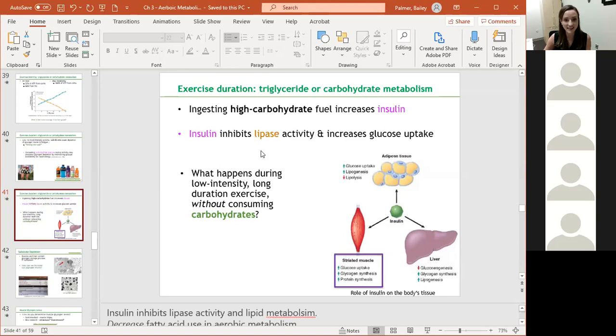We see here insulin inhibits lipase. Lipase breaks down fat. But if I have a ton of carbs to use, my body won't necessarily turn to fat stores until either the intensity decreases or I run out of those carbs. So again, the questions you'll see about this slide, they're situational. I give you something that happens and you have to explain what's the result of that.